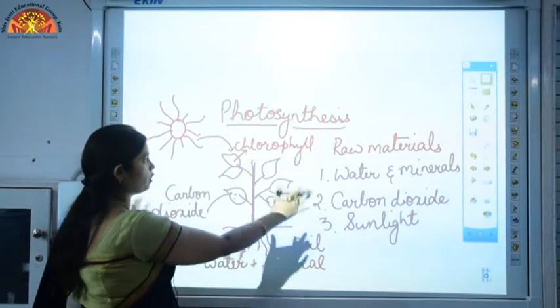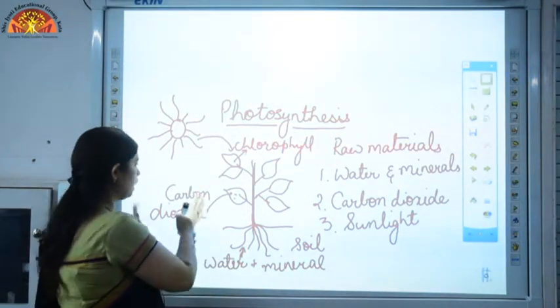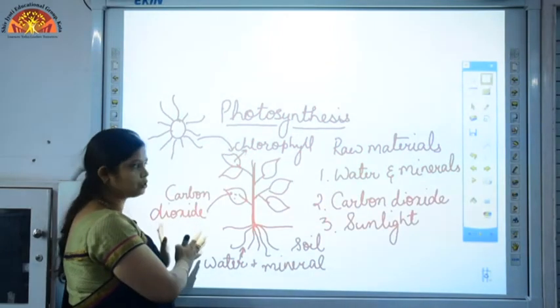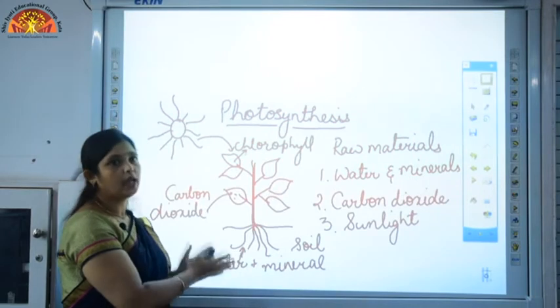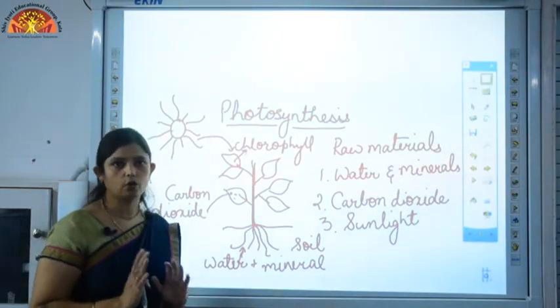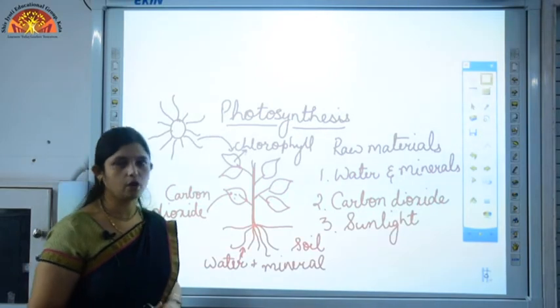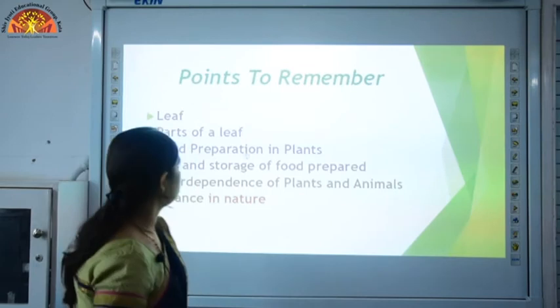So this is the overall process of photosynthesis, in which plants take carbon dioxide from the air through the stomata, they take water and minerals from the soil through their roots, and they take sunlight which they absorb with the help of chlorophyll. So this is all about the process of photosynthesis. So this way food is prepared by the plants.